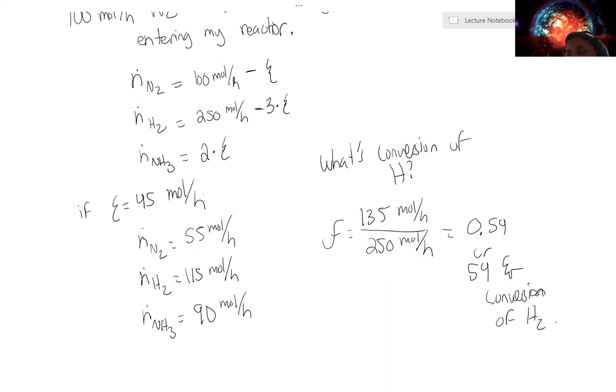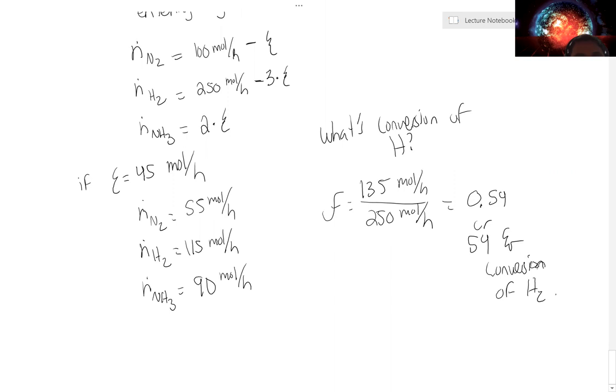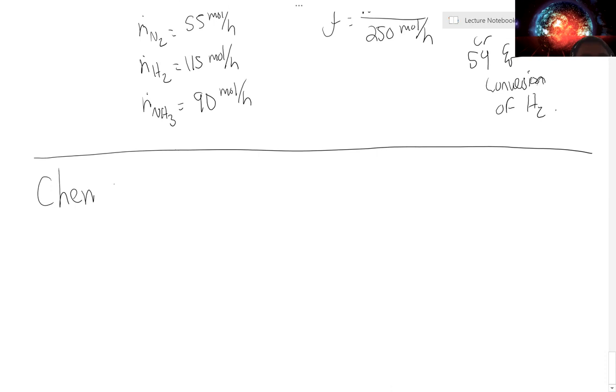All right, let's keep moving a little bit. The next thing to talk about would be chemical equilibrium. Primarily because when we're looking at reactions, I think the book uses this water gas shift reaction.